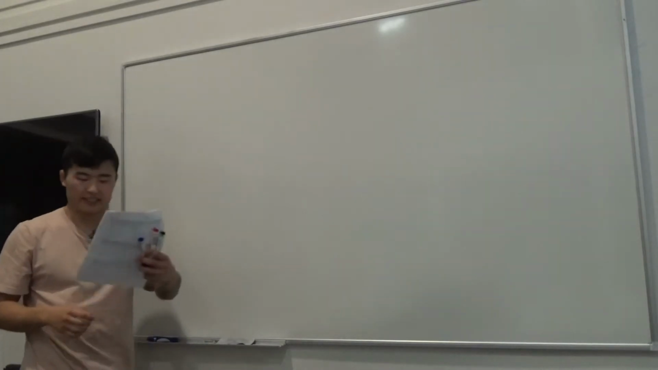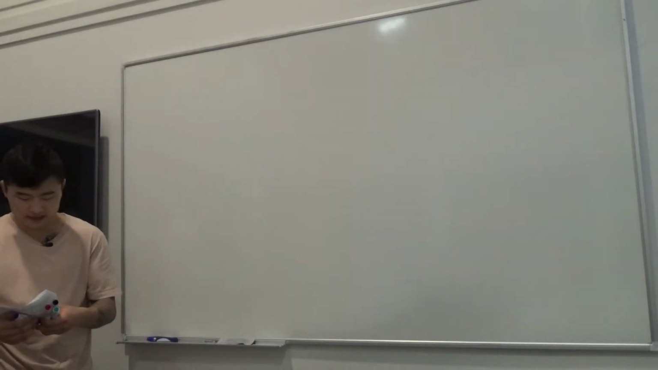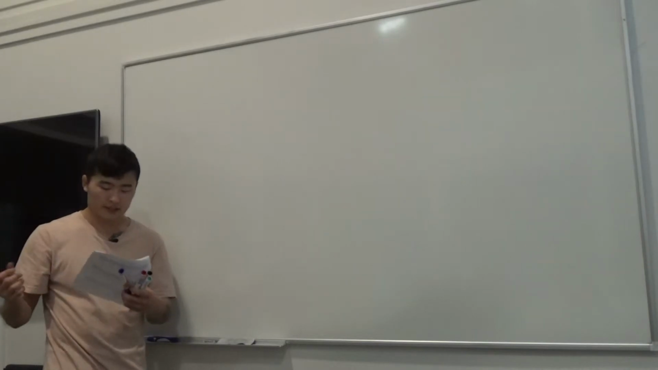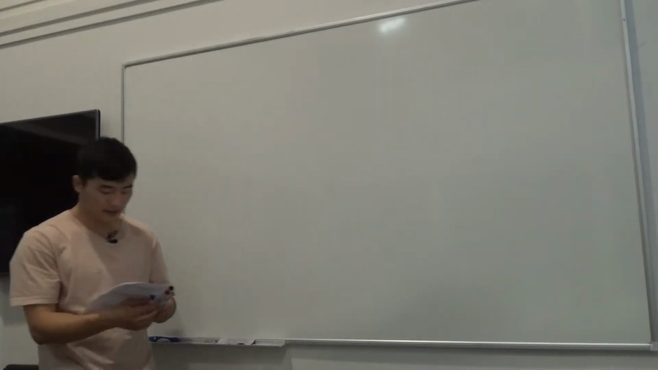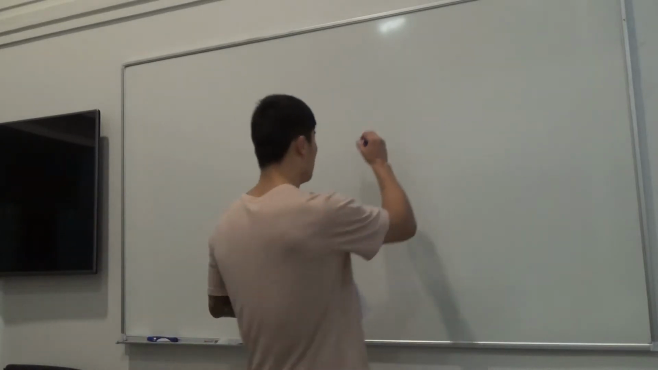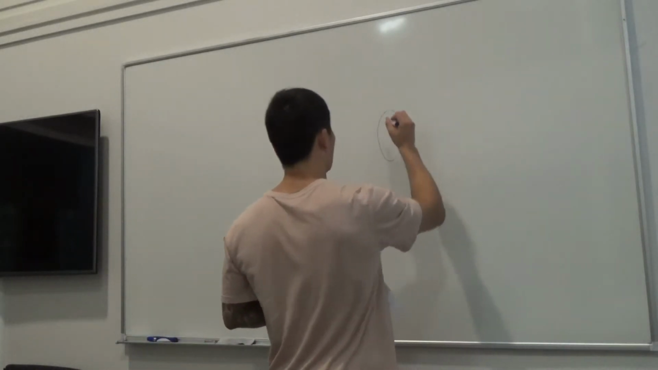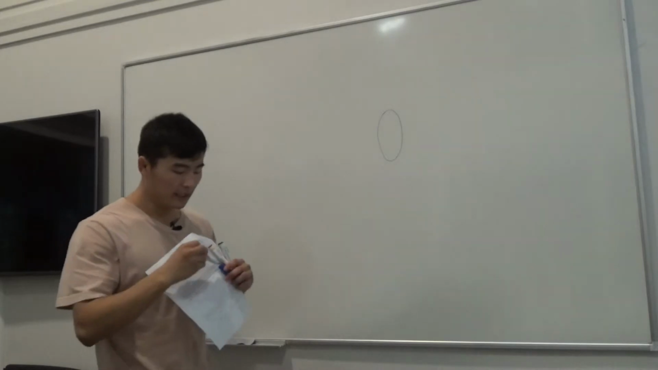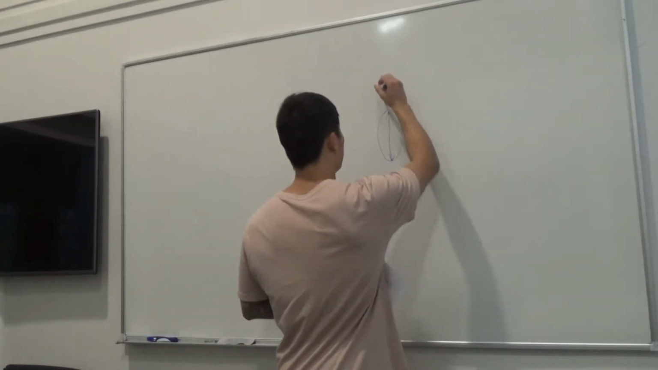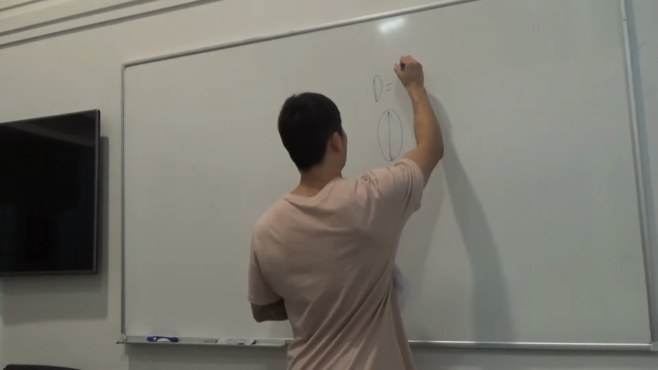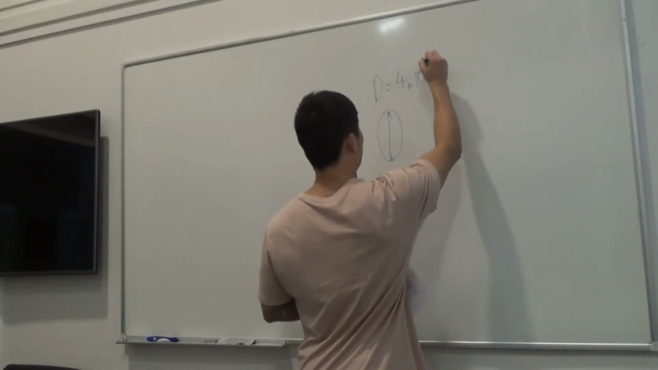So the moon is 384,000 kilometers from the Earth. A student is looking at the moon. Her pupils have a diameter of 4 millimeters. Okay, so the pupils are here. So the pupils are acting as a circular aperture, and this diameter here, so that's D. D is equal to 4 times 10 to the negative 3 meters.